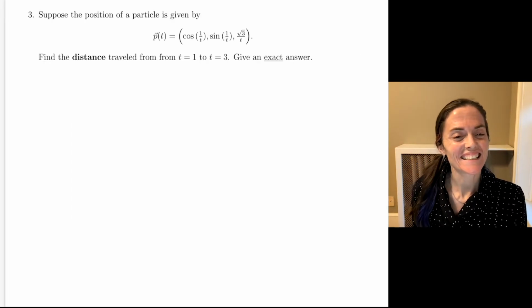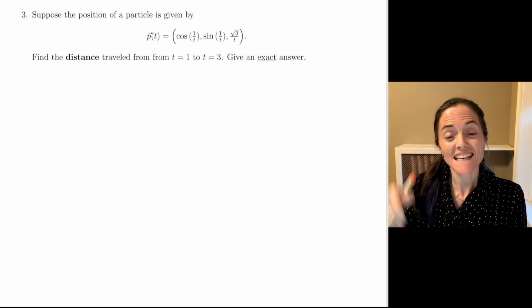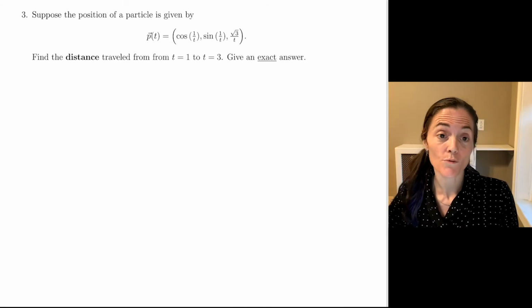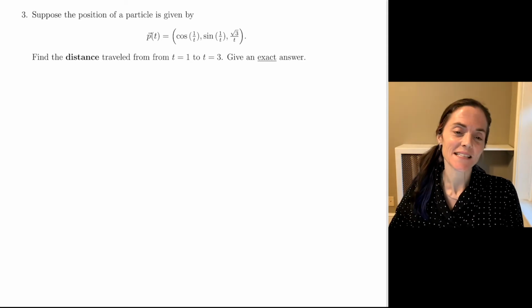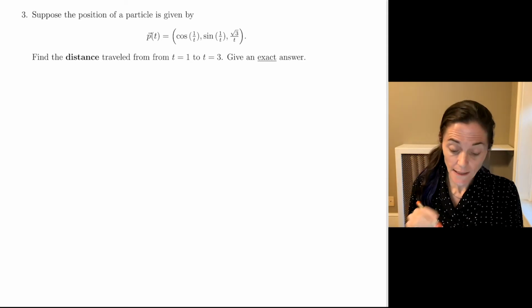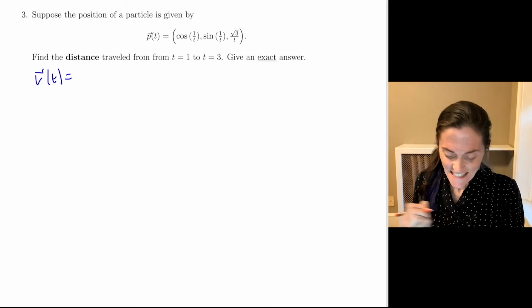Next question. Okay, we see cosine 1 over t, sine 1 over t, and square root 3 over t. Once again, we are given position. Once again, we want to calculate distance traveled. Give an exact answer. Well, let's calculate velocity.